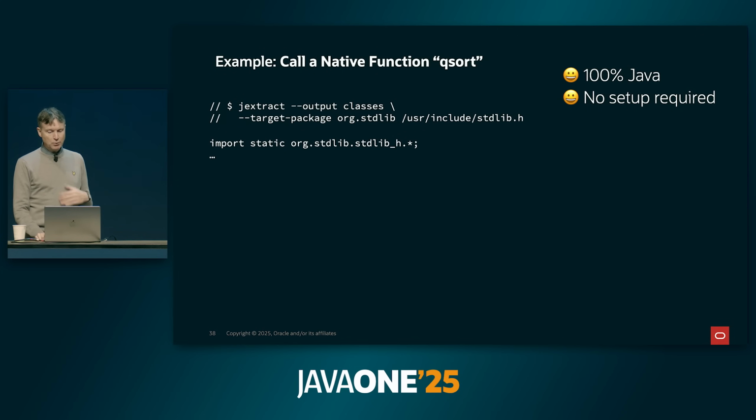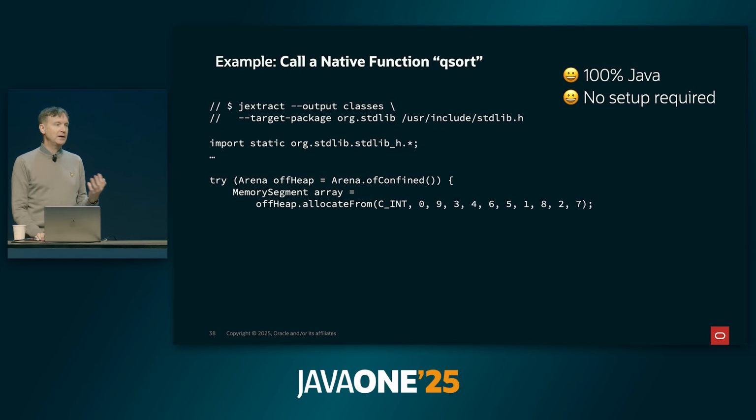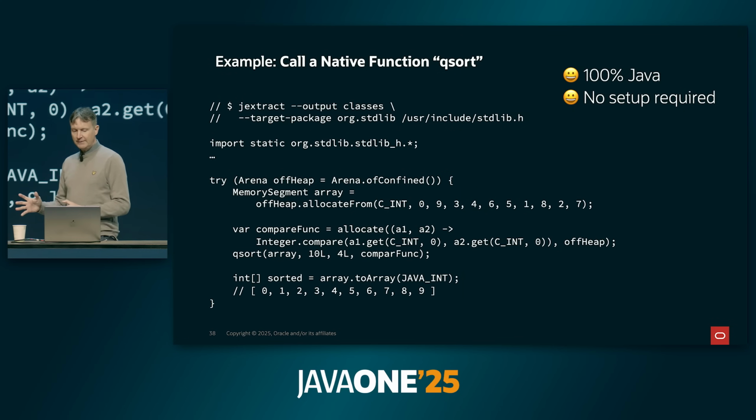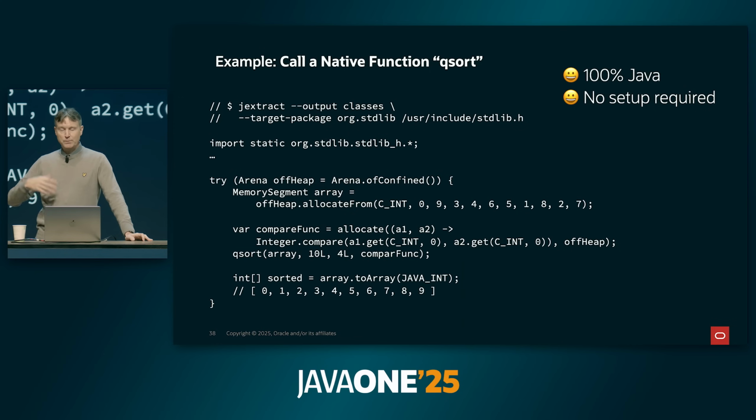I can just statically import that, and then I can use C code directly from Java without having to write all these bindings automatically. So here is an example where I call qsort, which is a standard library function. I'm a bit careful here because it's lagging. OK, so I create the arena. I have an array which is not sorted. Then I use the method called allocate here, which has been generated by jextract, which is used to allocate a callback. So I can call back directly from native code into Java.